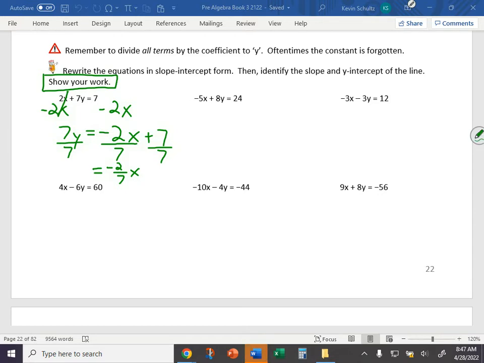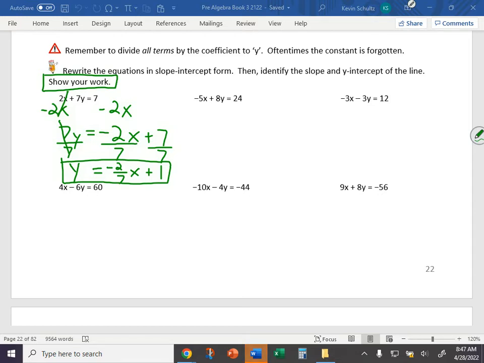7y divided by 7. 7 divided by 7 is 1, so that cancels out. We're left with 1y, or just y by itself. And then 7 divided by 7 on the right side gives us a y-intercept, or a b-value of positive 1. So y equals negative 2/7 x plus 1 is your equation.